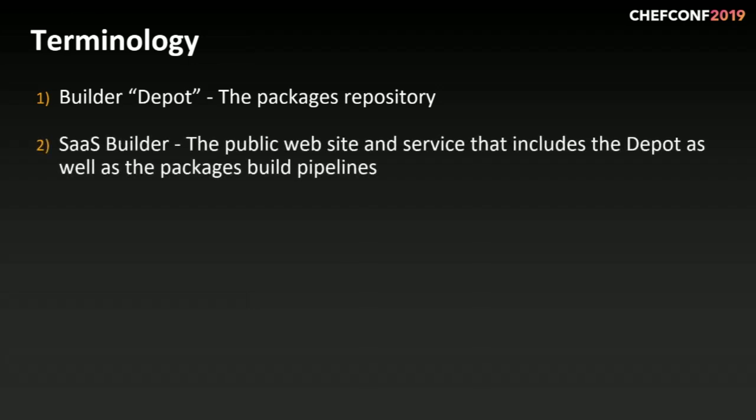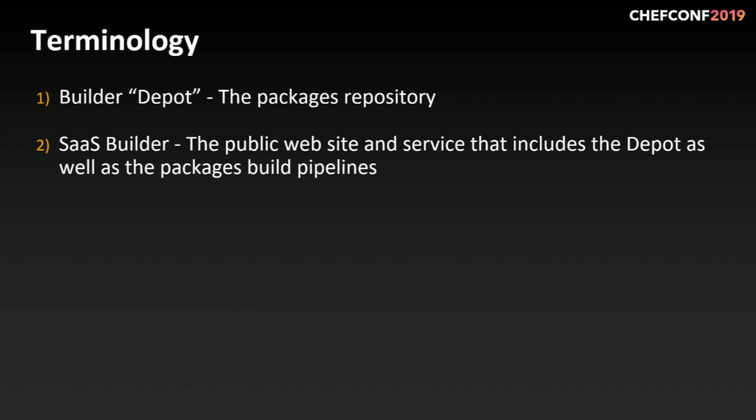Okay, a little bit of a side topic here. I want to talk about terminology and licensing. Terminology because I'm going to use these concepts later. So depot is a part of Builder. It's the package repository part. And then we have the other part of it, which is the build pipelines, right, that actually produces the built packages. So there's those two parts.